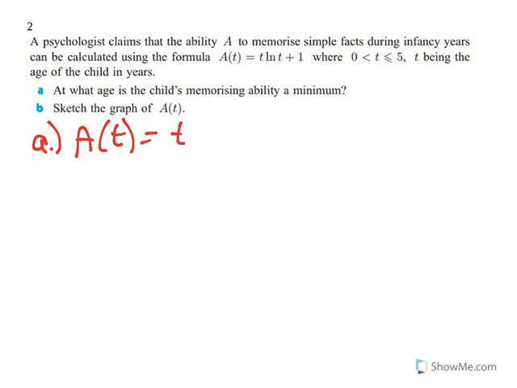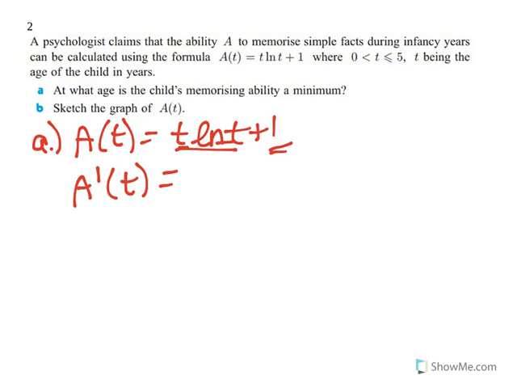So if A of t is t times the natural log of t plus 1, the derivative, A prime of t, equals, so now we've got to go through and think about what we have. So we have the derivative of the first part plus the derivative of the second part. Okay, so therefore, I have a product rule first here. So this is the product rule, and then I'll have to do the derivative of that constant, which we know is just 0. Okay, so all we have to worry about is the product rule.